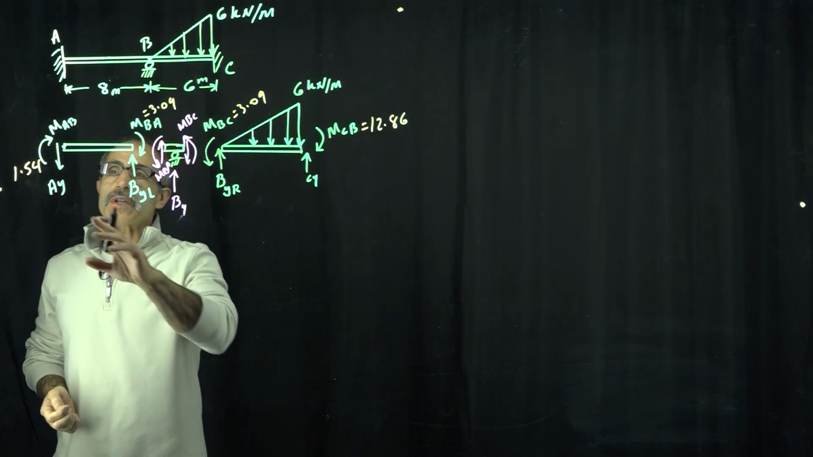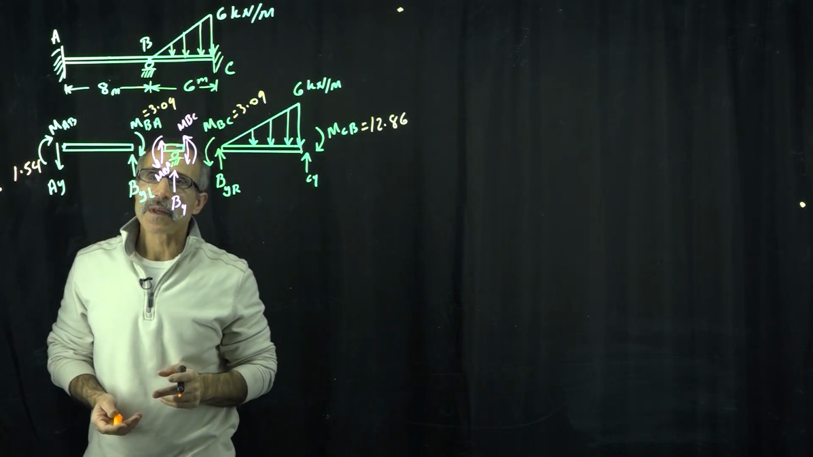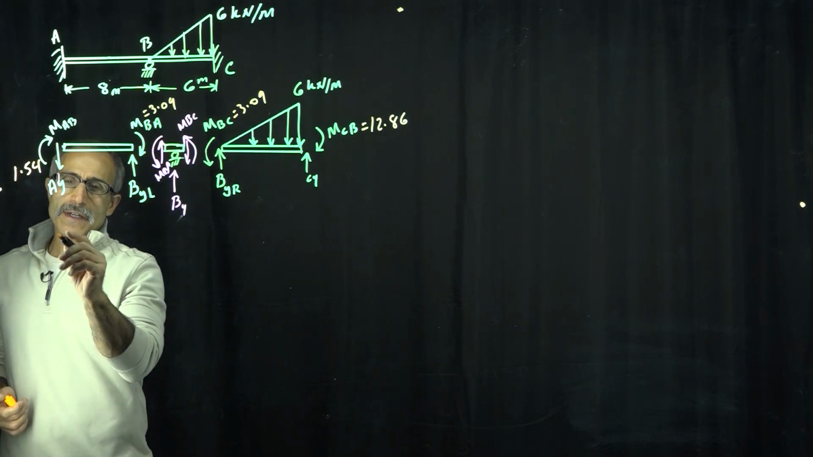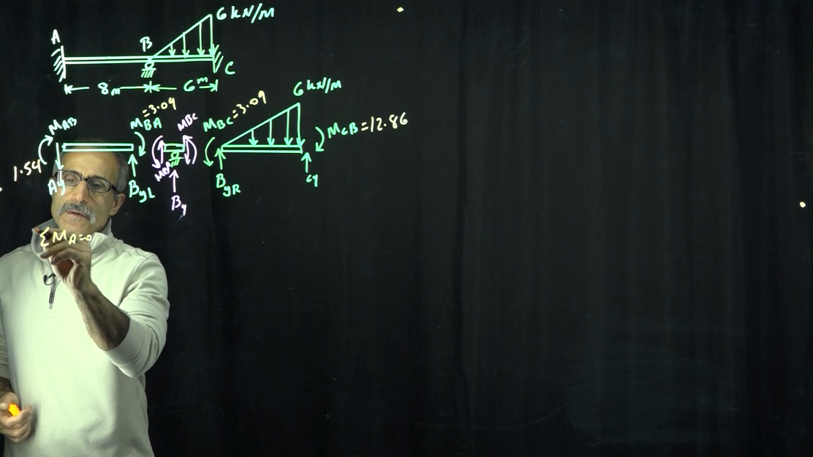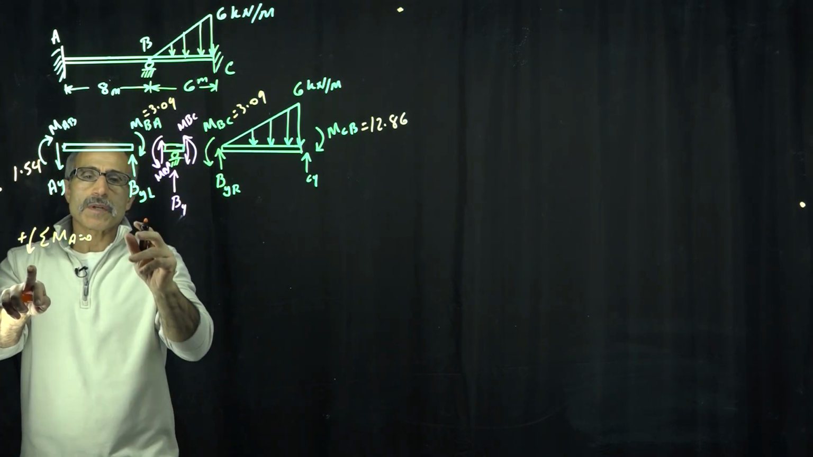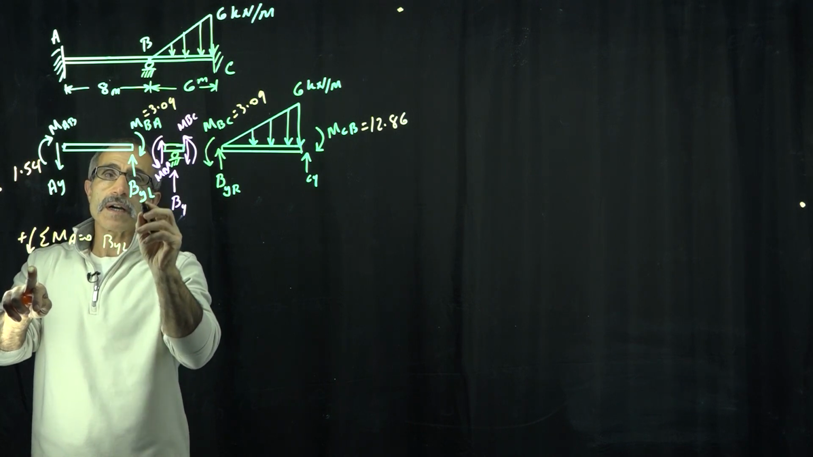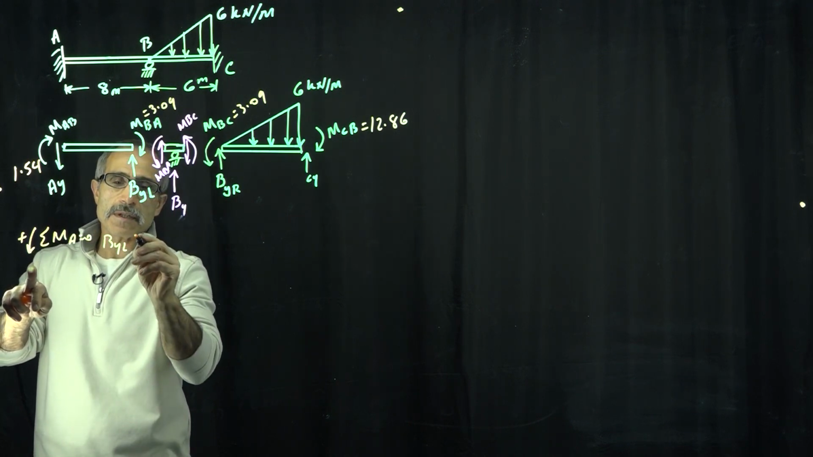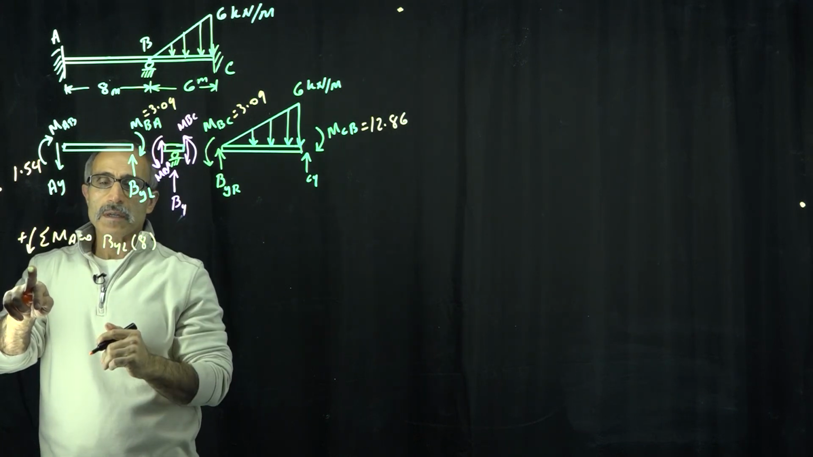So what would I do here? I have the moment here, I have the moment here. How do I calculate the reaction? Well, let's take a moment about point A. Summation of moment about point A is equal to 0. Counterclockwise is positive. So I'm going to have BY left times 8 meters, and that's going to be positive.